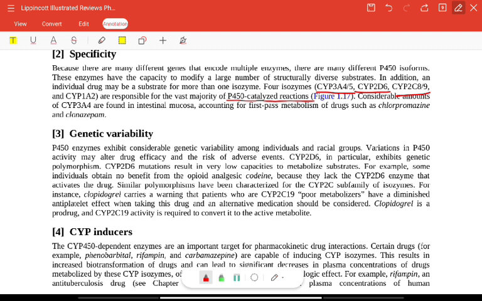Now, genetic variability: many factors depend on this, and the drug gets converted either into an active form or an inactive form. There are some known as poor metabolizers. For example, clopidogrel always carries a warning for those patients who are poor metabolizers of CYP2C19. They will have a diminished antiplatelet effect when taking this drug. Because this is a prodrug, it needs to be converted by this enzyme. If this enzyme is absent, it will not be converted into an active metabolite and the patient will see diminished effect.